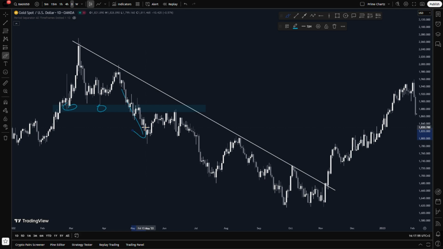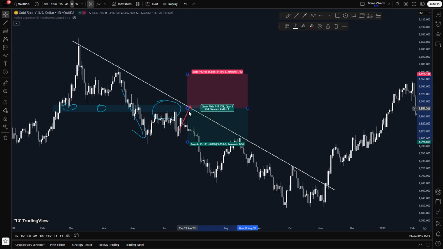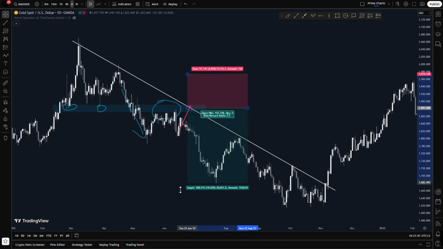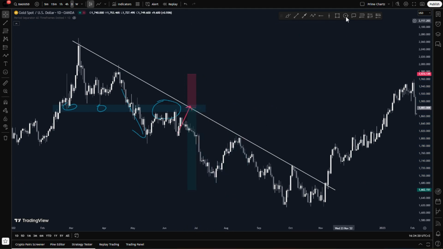And here's the key. When support breaks, it often flips into resistance. And look at what happens. Price comes back up, fails to break above, and continues dropping. Now, let's say price pushed just a little higher and tapped into our trend line. That would have been a perfect entry for a sell trade. But since price didn't reach our trend line, no trade. We stay patient. We don't force it.